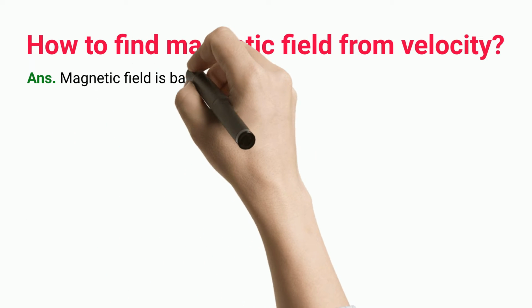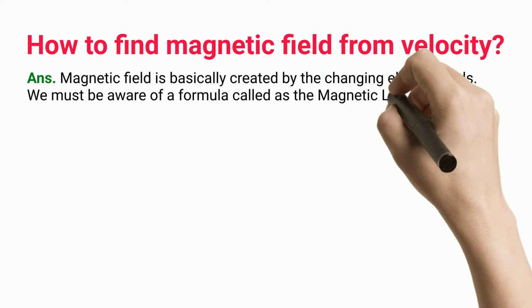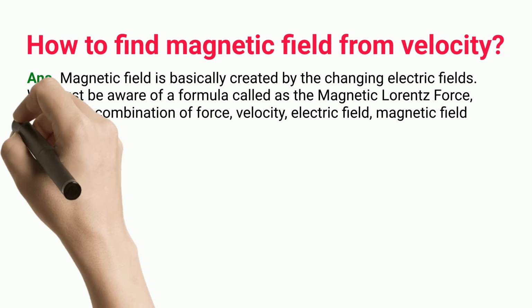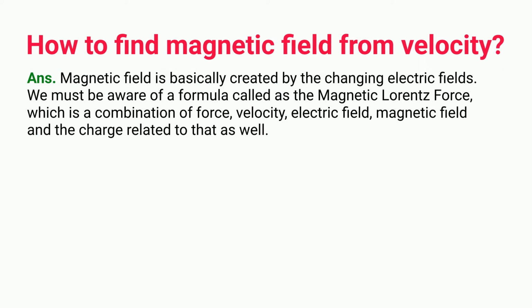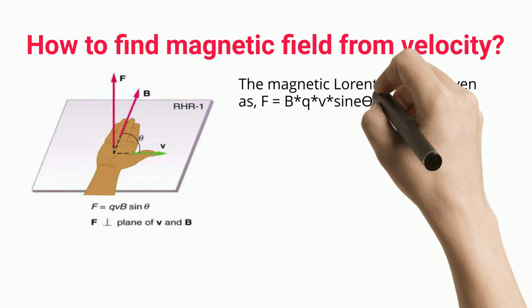How to find magnetic field from velocity. Magnetic field is basically created by the changing electric fields. We must be aware of a formula called the magnetic Lorentz force, which is a combination of force, velocity, electric field, magnetic field, and the charge related to that as well. The magnetic Lorentz force is given as F equals q(E + v × B).